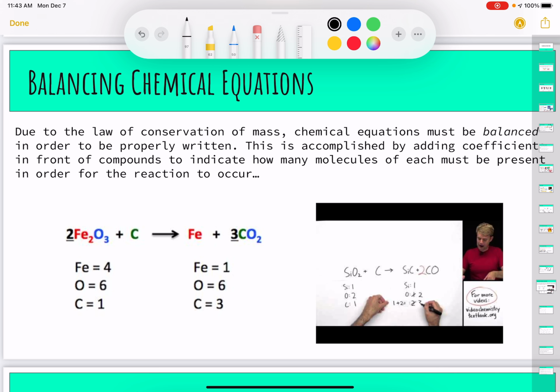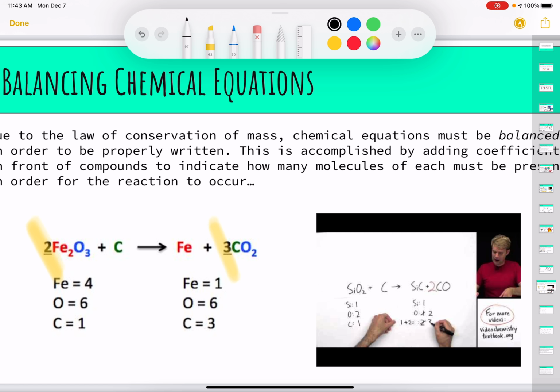It says, due to the law of conservation of mass, chemical equations must be balanced in order to be properly written. This is accomplished by adding coefficients in front of compounds to indicate how many molecules of each must be present in order for the reaction to occur. So a coefficient, what they're talking about here is this number 2 in front and this number 3. Those are in front to balance out our reaction. So when we need to balance it out, we need to have the same amount of atoms on one side to the other. The only thing we can do is add these coefficients. Okay.